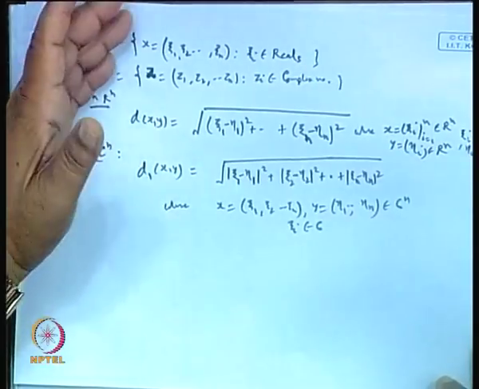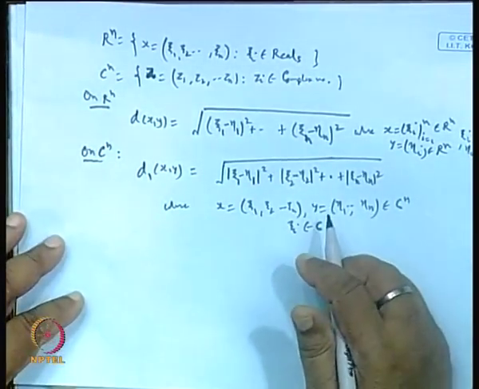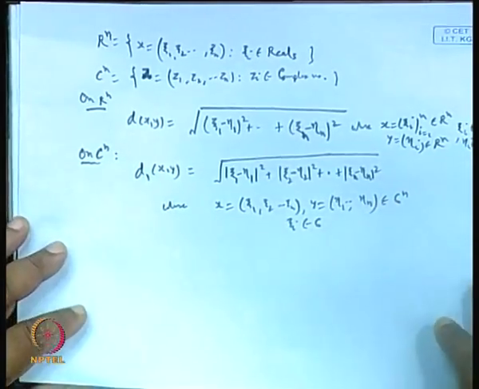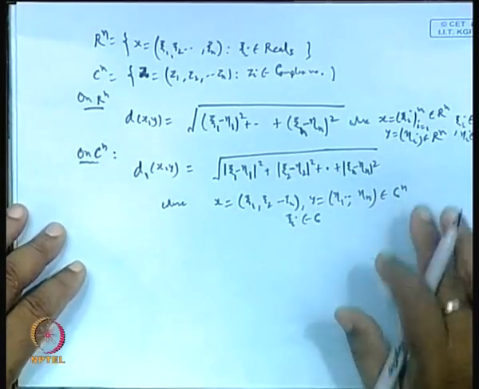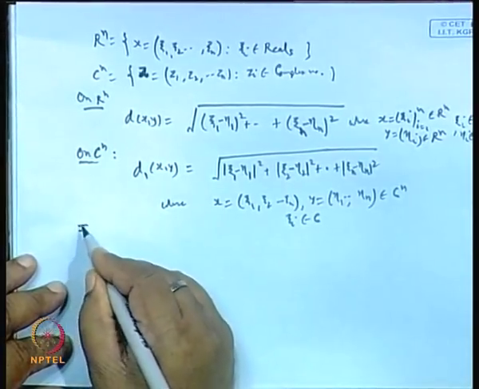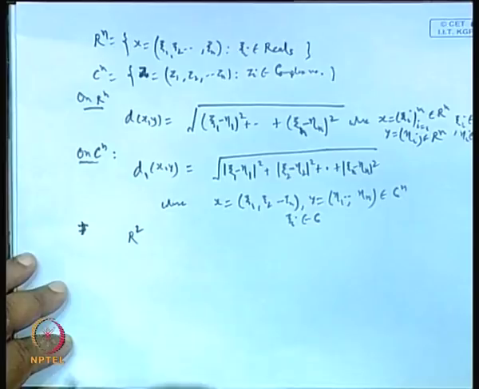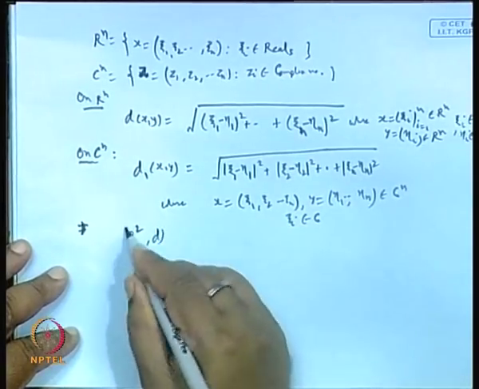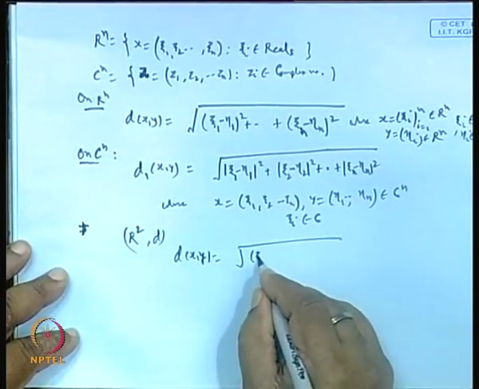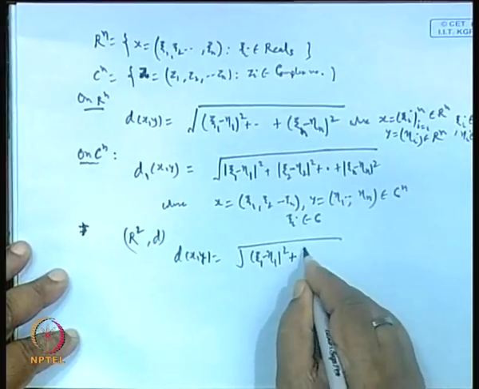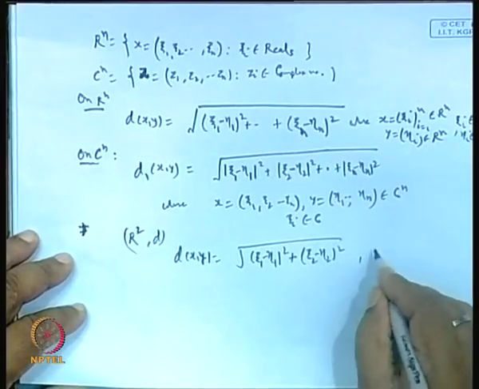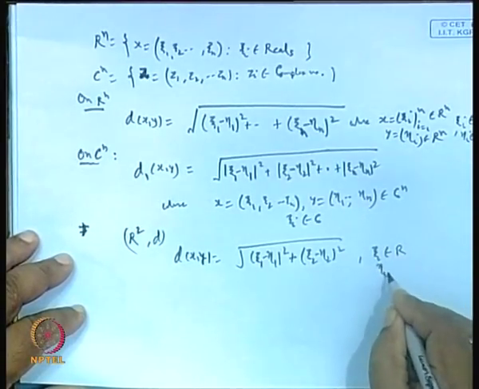Now, as we have seen in R2, all the conditions are satisfied except the triangular inequality, which will be followed later with the help of the Minkowski inequality. Now, we have seen the metric on R2. Let us come back to this R2. The metric d on R2 is defined as the square root of (xi1 minus eta 1) whole square plus (xi2 minus eta 2) whole square, where xi's and etas are real.